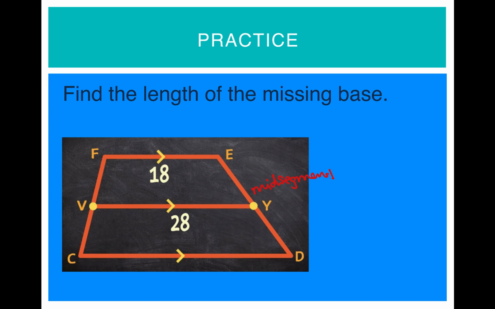Well, let's see. We know that our mid-segment, how we would calculate that is we do 1/2 times the sum of both of our bases. So FE is 18. We don't know what CD is right now. I'm just going to label that as X. So we're going to pretend that the length of CD is X. So 18 plus X, well, that's supposed to be 28.